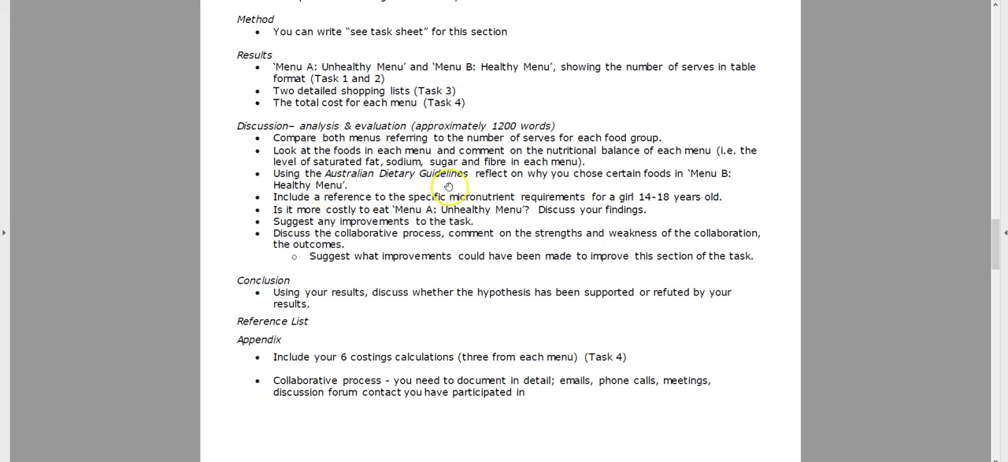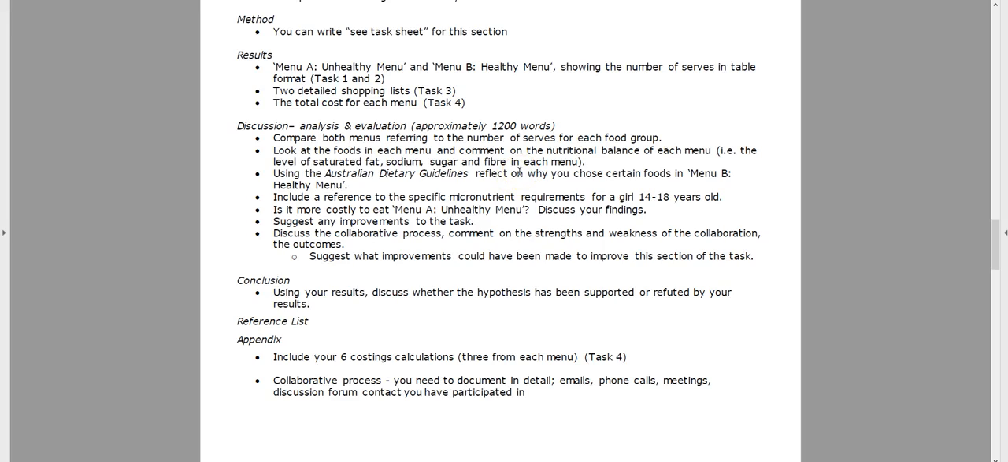So why did you choose perhaps to replace some of the selections with a wide variety of colourful vegetables? That would be in line with guideline number 2, for example.